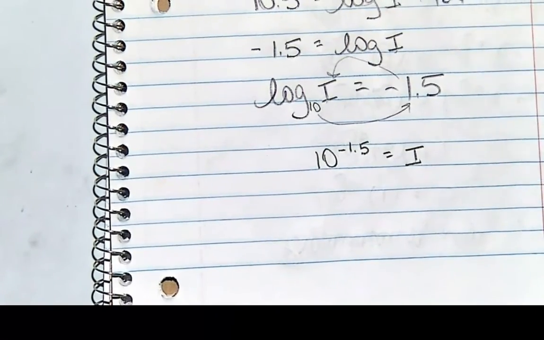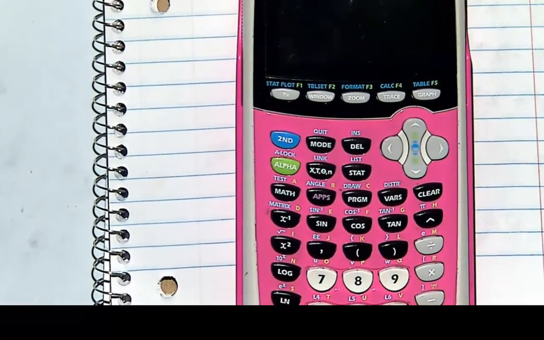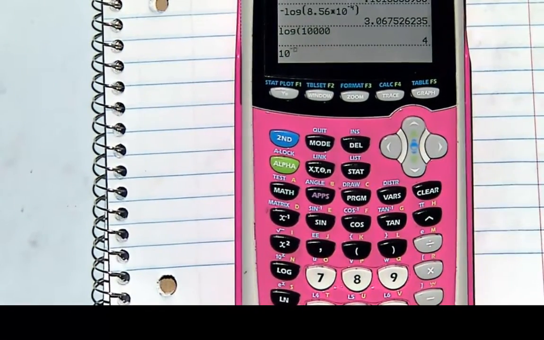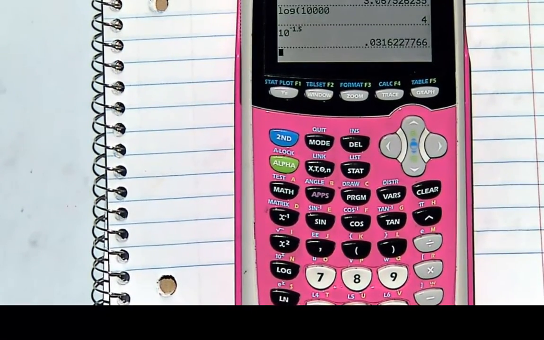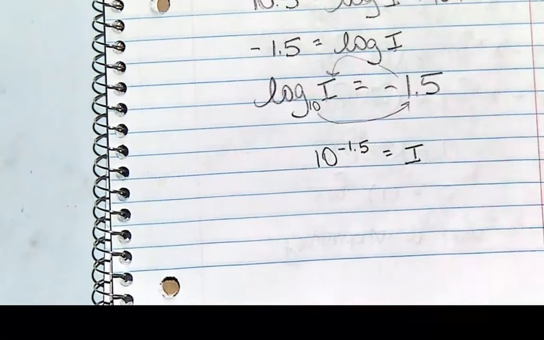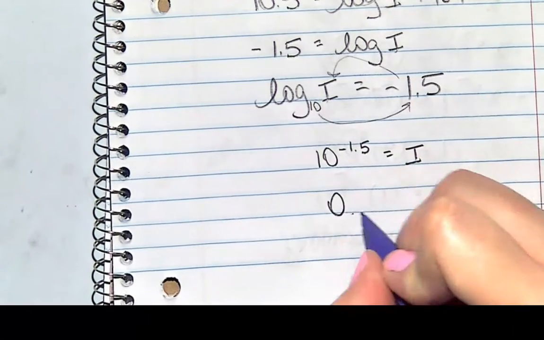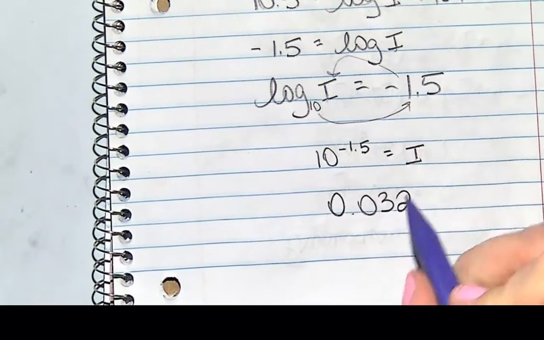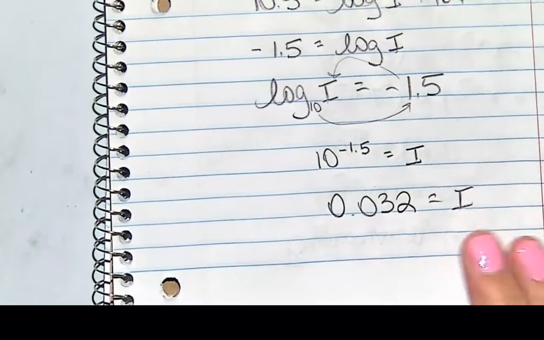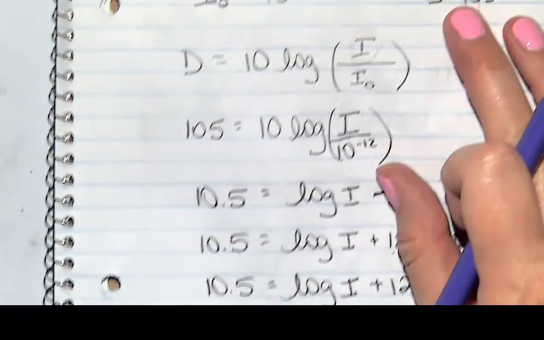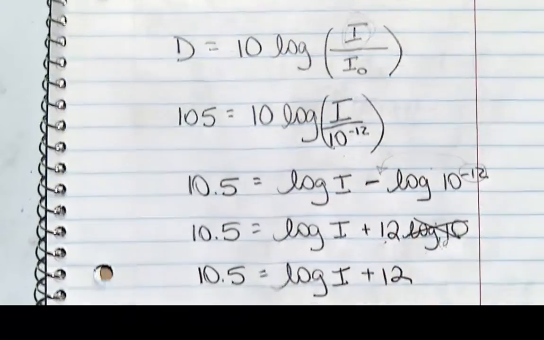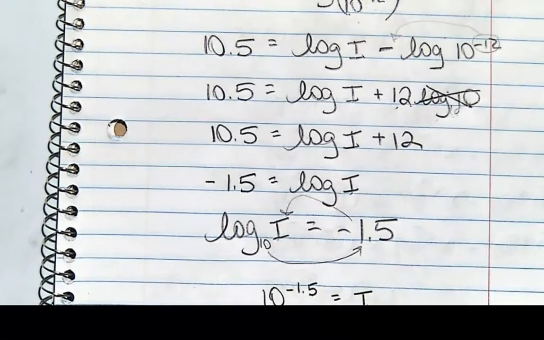So 10 raised to the negative 1.5 gives me 0.0316. How many decimal places am I going? I'm going 3 decimal places. So 0.032 equals I. So that's the intensity level of a decibel level of 105. Okay? So that is 7.4.